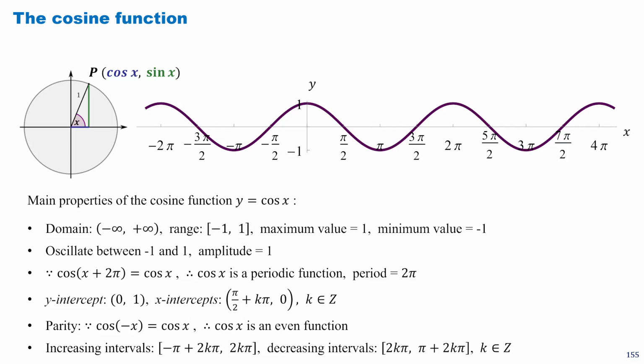And all the increasing intervals can be expressed as -pi plus 2k pi to 2k pi. Again, you can find one of the increasing intervals like this, which is from -pi to 0, then plus 2k pi to both ends. Then all of the increasing intervals can be expressed in this way. And similarly, all decreasing intervals can be expressed as 2k pi to pi plus 2k pi. Clear?